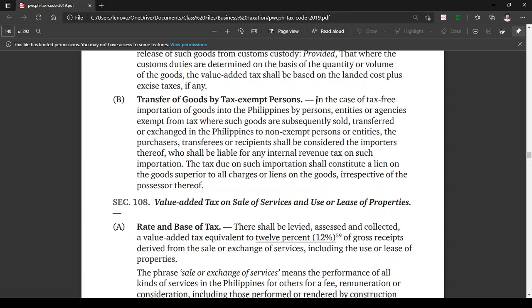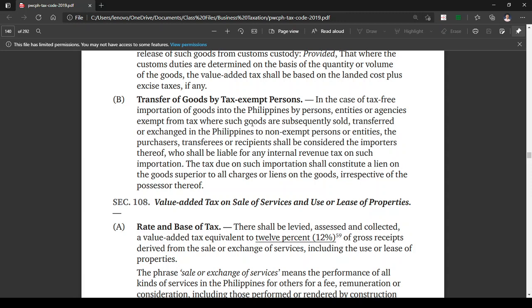In the case of tax-free importation of goods into the Philippines by persons, entities, or agencies exempt from tax law, where such goods are subsequently sold, transferred, or exchanged in the Philippines to non-exempt persons or entities. Okay, so sabi dito, kung meron mang importation of goods, so kung meron mang nag-import by persons, entities, or agencies na exempt from tax. Okay? So kung meron mang nag-import na normally is exempt from tax, right?